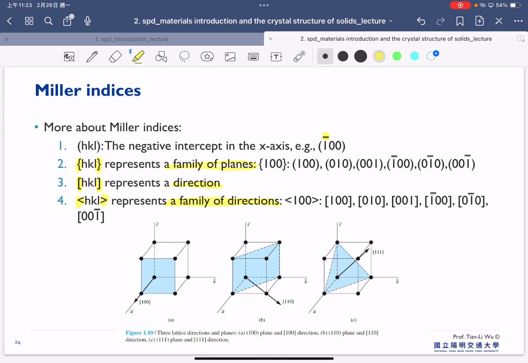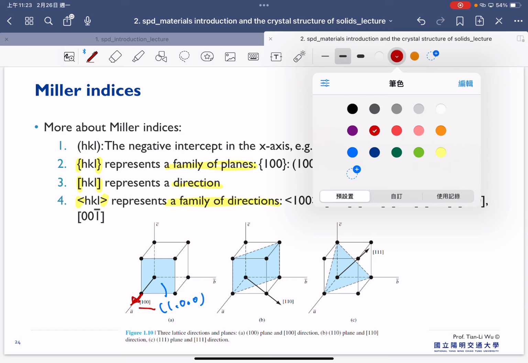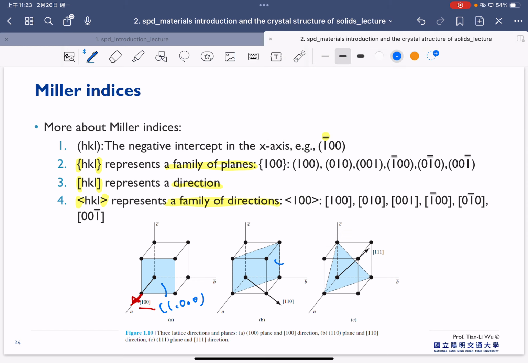You can see, for example, this one is the plane for 1, 0, 0. And the direction here is the direction for 1, 0, 0. And this is the plane for 1, 1, 0. This is a plane.